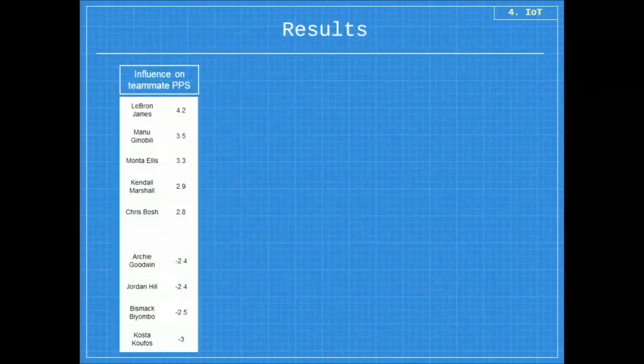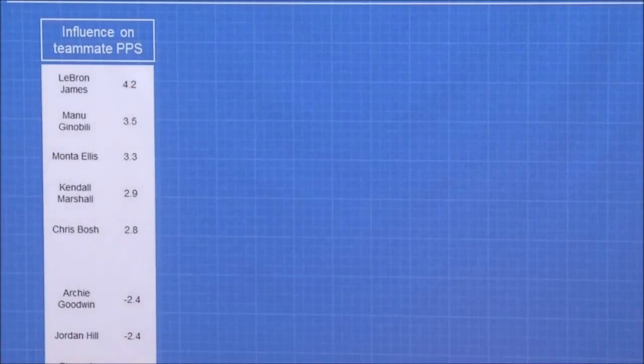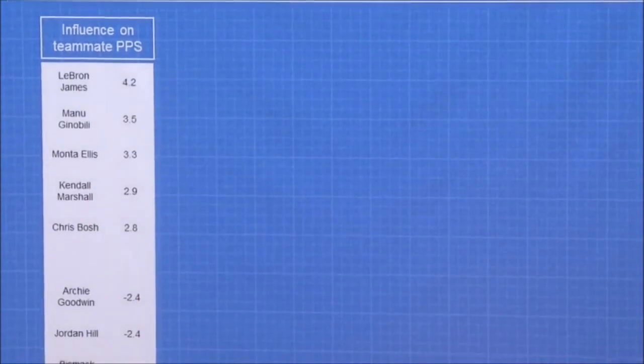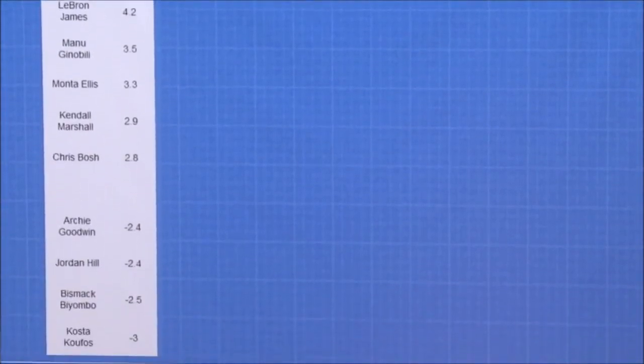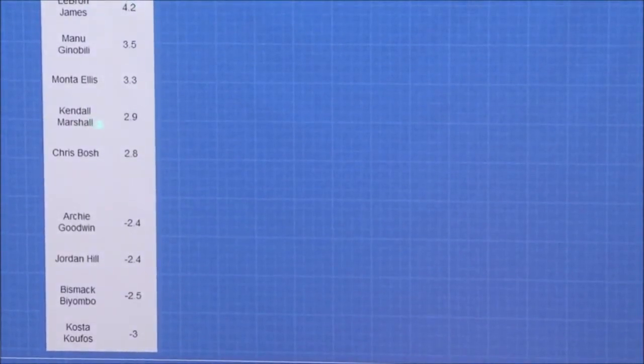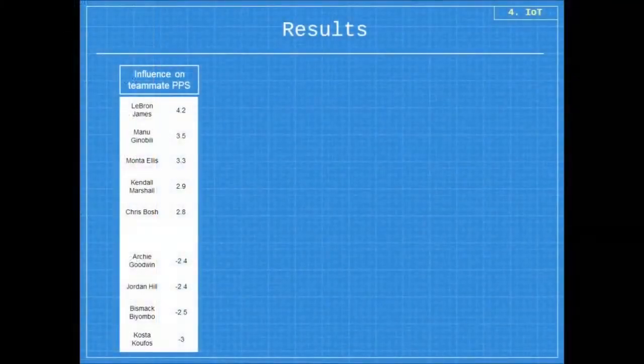And some results here: we have influence on teammates' points per shot, so that's like effective field goal percentage, but with free throws factored in. What you can see is LeBron James, Manu Ginobili, Monta Ellis, Marshall, Chris Bosh, they have really good influence on their teammates' points per shot, while Archie Goodwin, Jordan Hill, Biyombo, and Kufus have not. Basically, we have, I would say, really good passers here on the positive influence, with Chris Bosh being good for floor stretching, so it makes it easier for teammates to drive to the hoop.